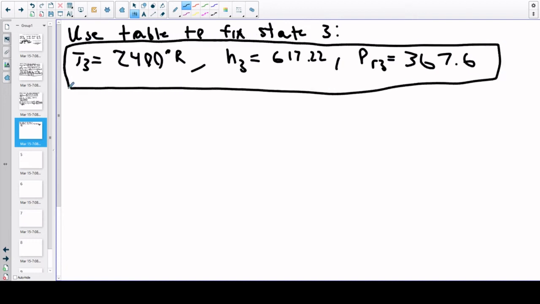Now that we have those, we can move on to solving for state 4. Now, in this cycle, it's a little different. You solve for state 4, the actual state, instead of solving for the perfect state through the turbine. This one's a little backward, but there's a reason for it, and that's just due to the relationship of the work.